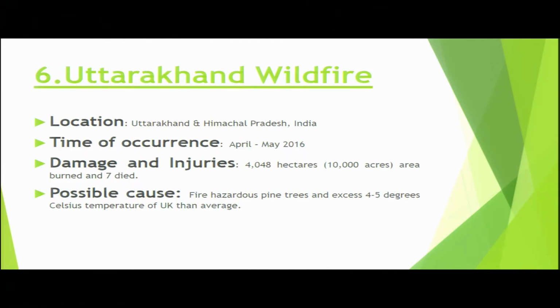Damage and injuries: around 4,048 hectares of land got burnt and 7 died. Possible causes: fire-hazardous pine trees and temperatures in Uttarakhand 45 degrees Celsius, above average. So again, a video is there.